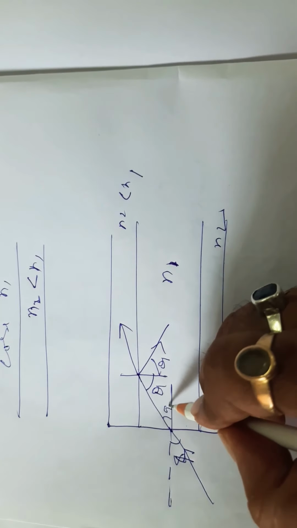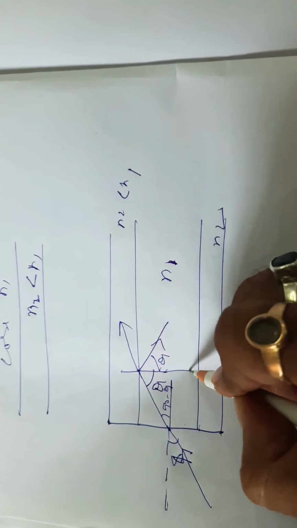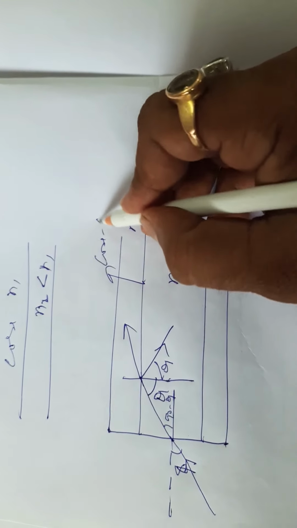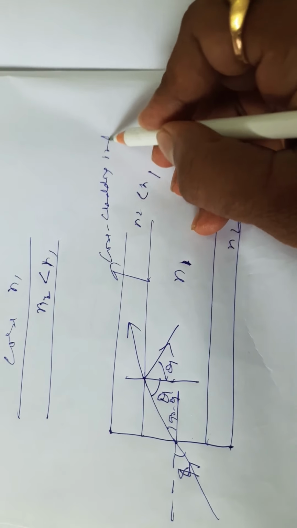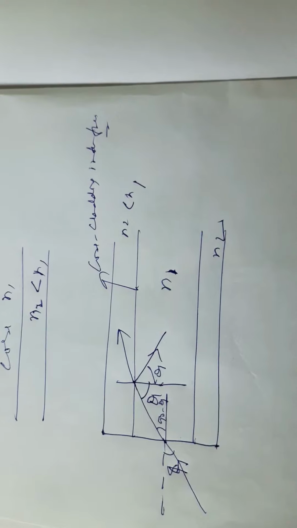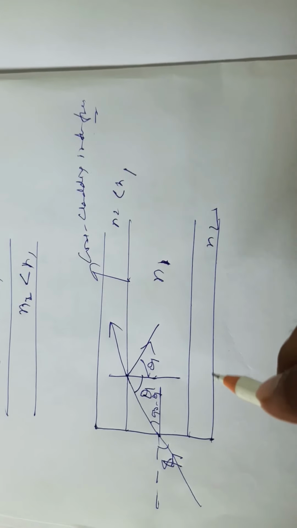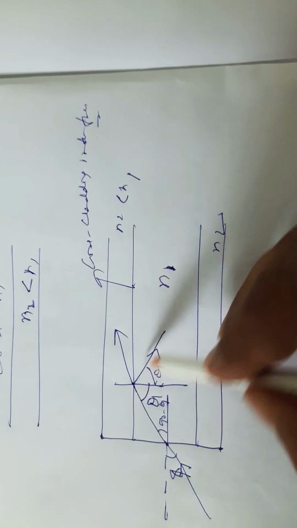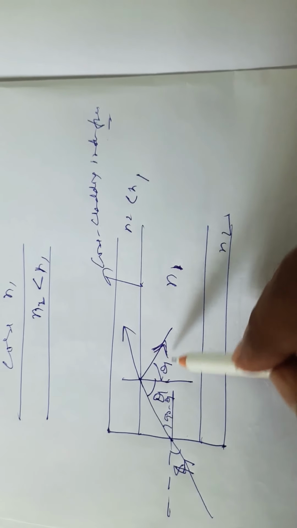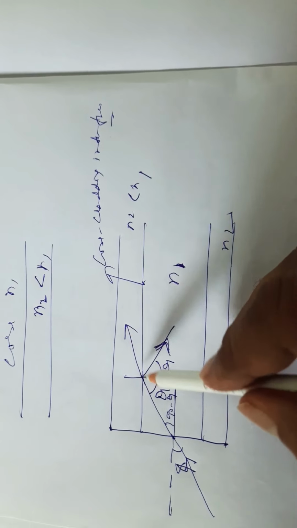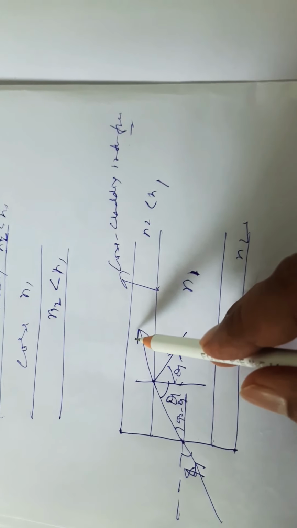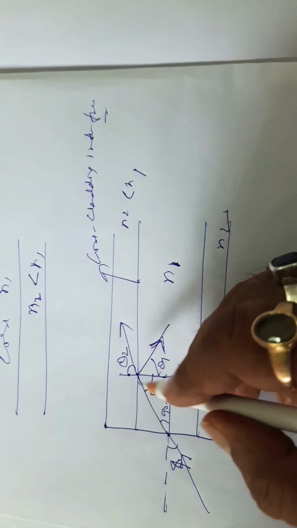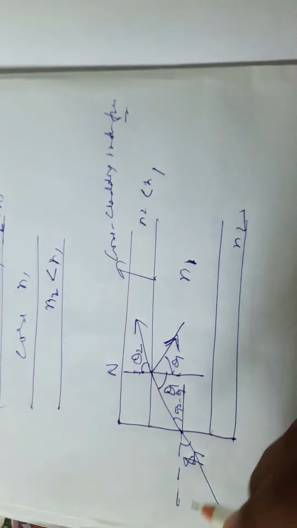So this is 90 minus theta 1; by simple geometry you can understand it very well. This is the core cladding interface. Now the figure is clear. One part is going back into the core, and the other part is transmitted into the cladding, and let this make an angle theta 2 with respect to the normal at the core cladding interface. This is the normal over here, and this is the normal over here.